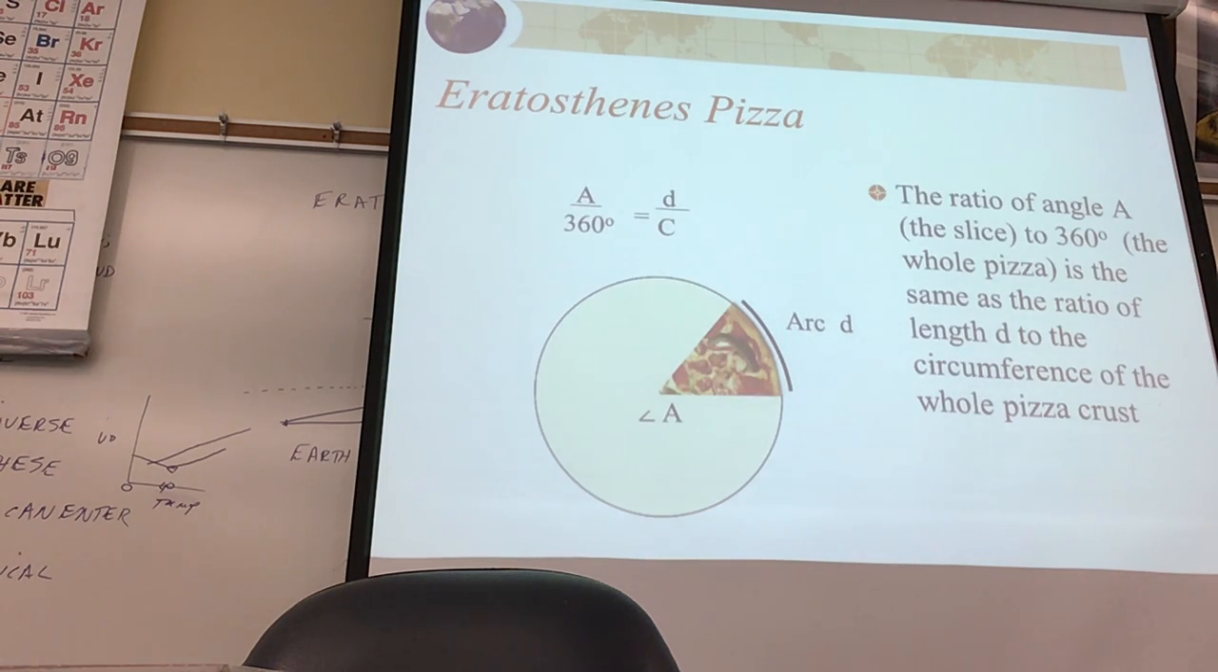Or we can set this up mathematically. We can say the angle A, central angle, compared to 360 degrees, is proportionally equal to the arc length D, the length of the crust, compared to the circumference of the whole pizza.